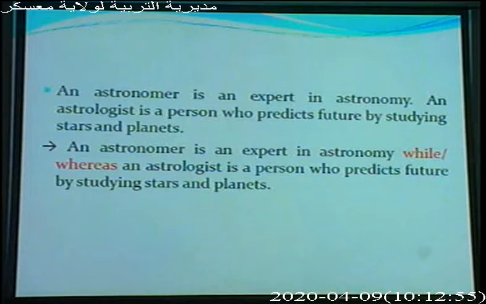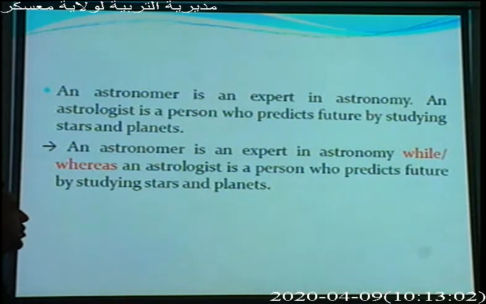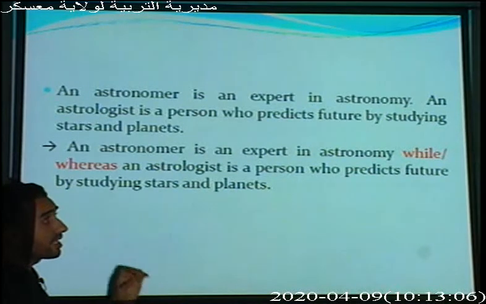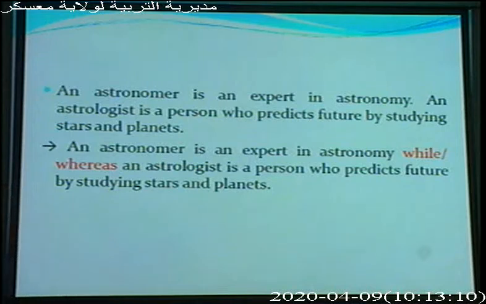We can also say an astronomer is an expert in astronomy, whereas an astrologist is a person who predicts the future by studying stars and planets. Or an astronomer is an expert in astronomy, however, an astrologist is a person who predicts the future by studying stars and planets.